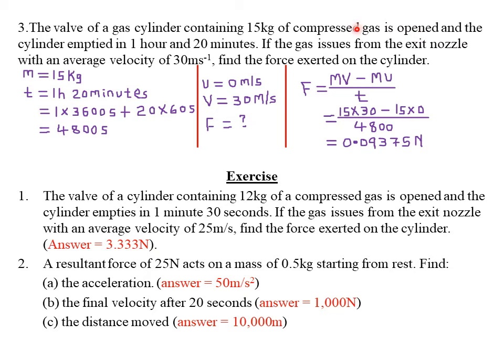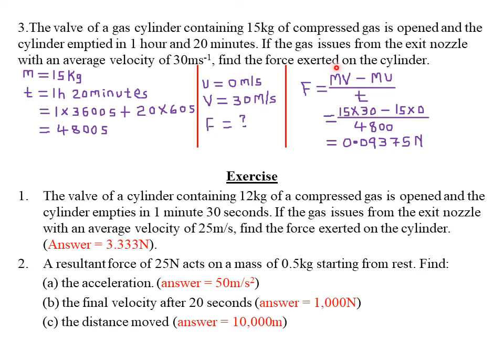So if the gas is enclosed, it means that initially the velocity of the gas was 0, because if it was enclosed, it was not moving, or it was not exiting at any given point. So that means the resultant initial velocity of that particular gas which was enclosed within that particular gas cylinder was 0. So because it was enclosed, the initial velocity of the gas is 0, but the final velocity after it has been opened, it exits through the nozzle, therefore its final velocity is 30 meters per second.